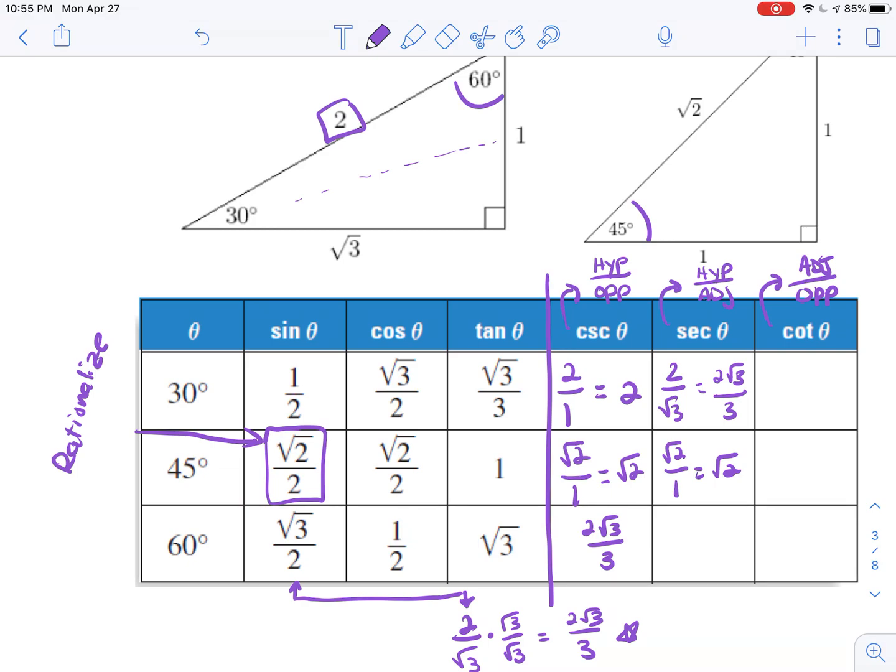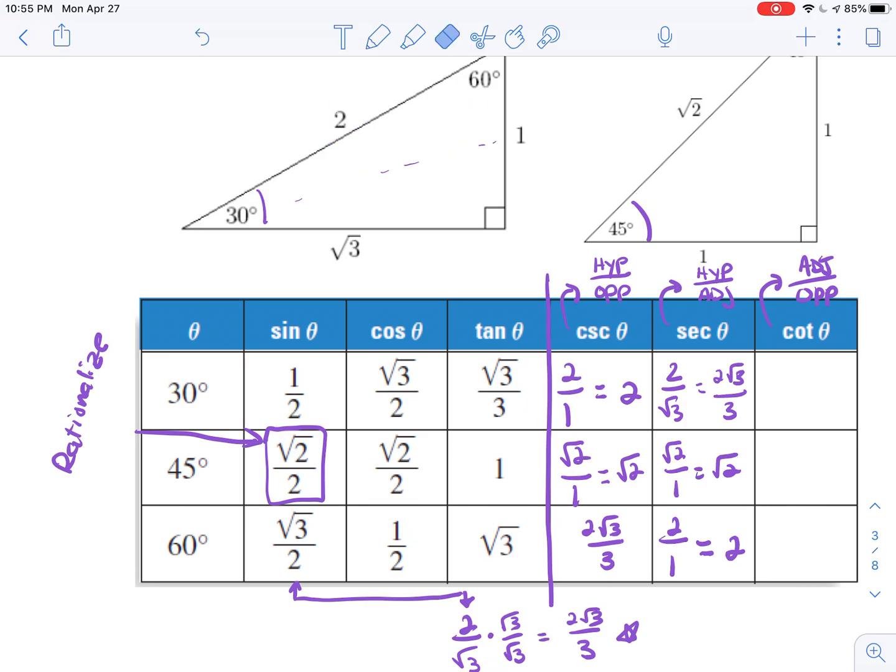This reduces down to a radical 2. And for my 60-degree angle, we want my hypotenuse, which again is 2, over my adjacent, which in this case is 1. And we get the answer 2. Again, notice, other than the rationalized ones, we do see some reciprocals in our original calculations.